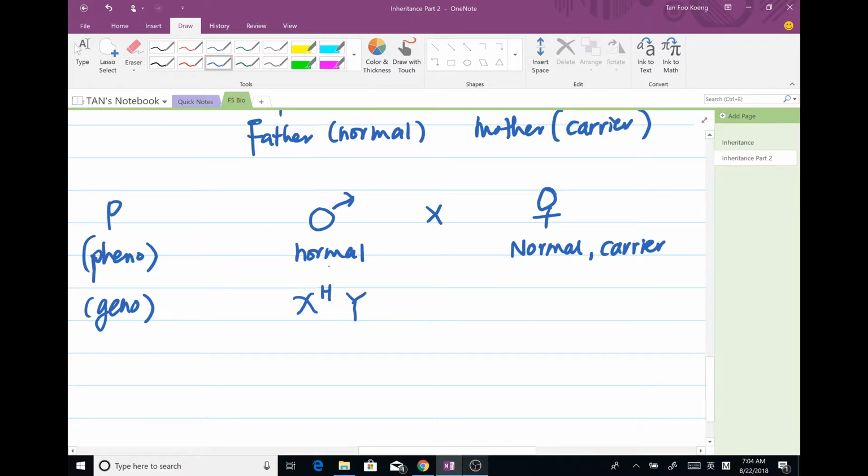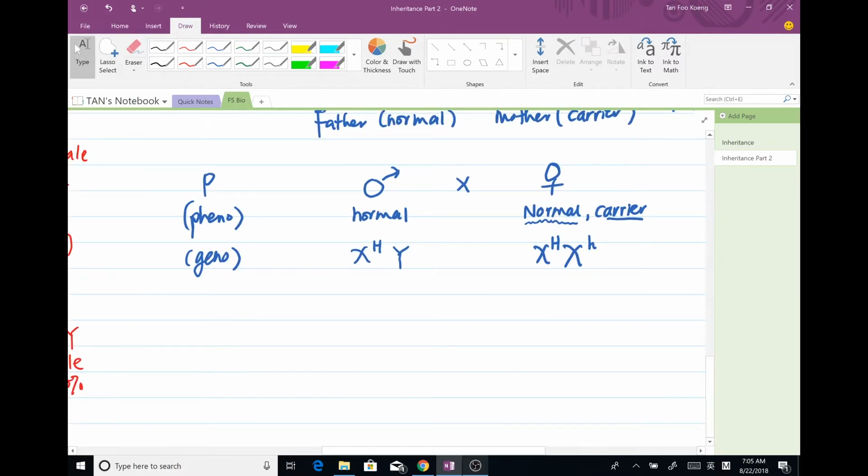And mother is a carrier. Mother has 2 X chromosomes. She is a carrier, that means to say that she has 1 big H and 1 small h. Since she has 1 dominant allele, that's why she must be normal, because the recessive allele can only express its trait in the absence of dominant allele.